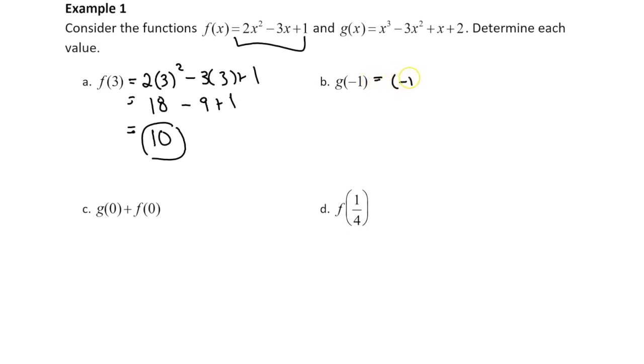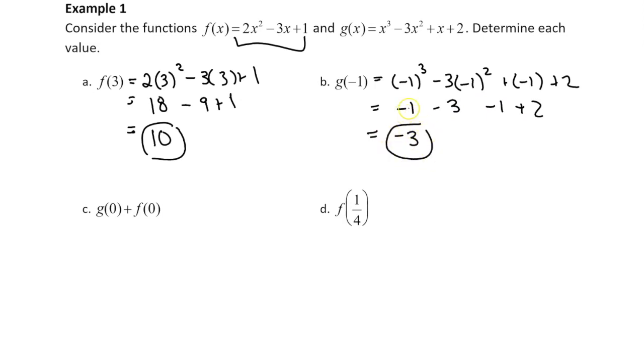Okay, so here we put in -1s wherever we see an x for our g of x statement. And so you would end up with something that would say -5 plus 2, that's going to give us -3 right there.